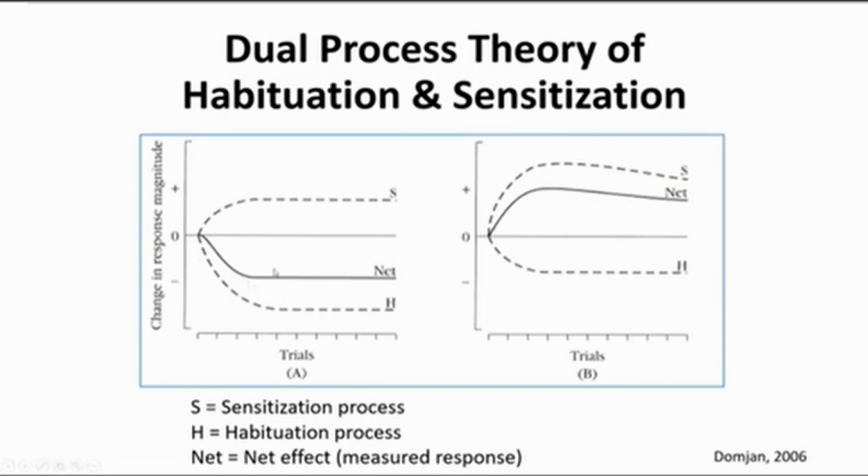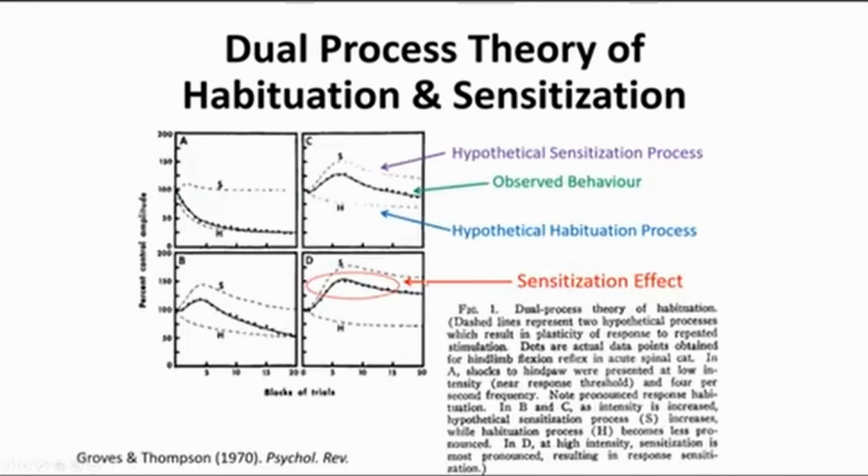So if we add these both together, we get this net responding line, which is basically considering both together. And we can look at a similar example, but in the opposite direction, where we have a net positive, a net increase in responding. So we would say that we have a sensitization effect here, and that sensitization effect has come from a weaker habituation process and a stronger sensitization process that add together and work out to have a net positive or a net increase in responding. All right, so let's look at that in some real data.